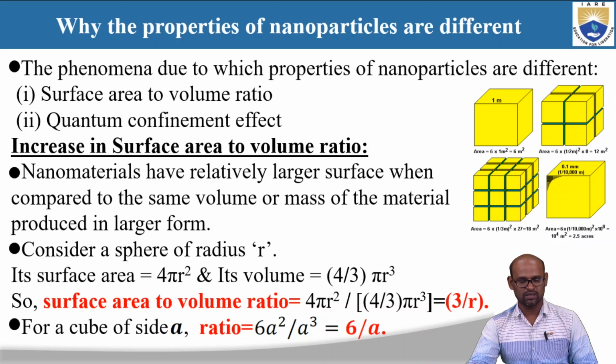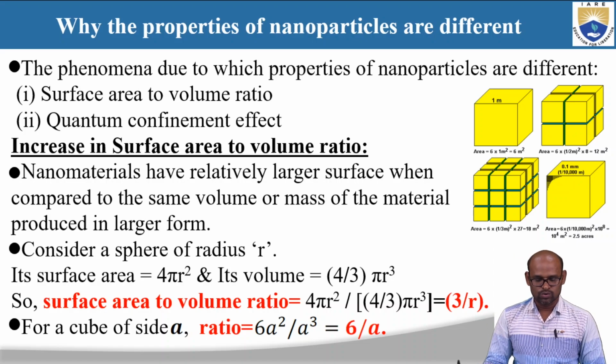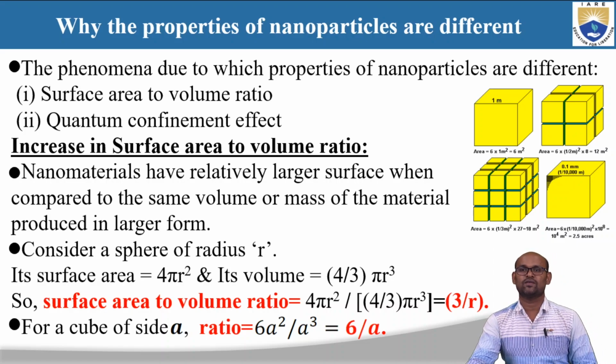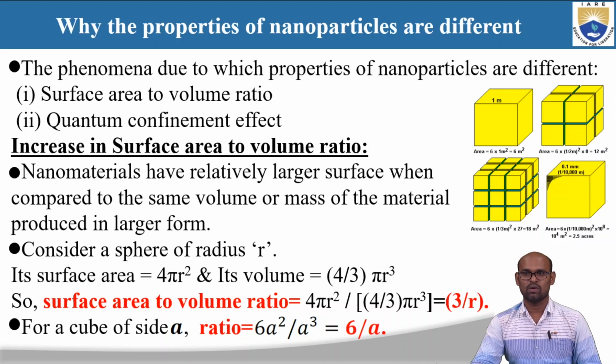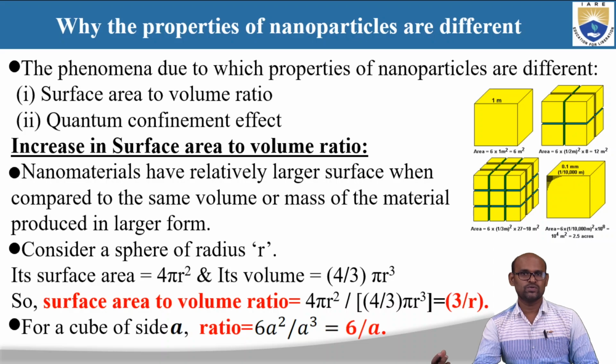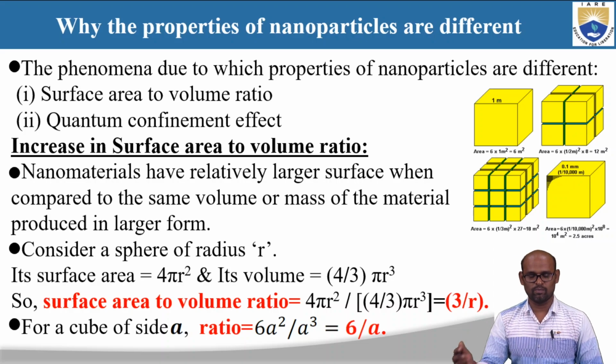So the first one is surface area to volume ratio. Nanomaterials have relatively larger surface when compared to the same volume or mass of the material produced in larger form. So whenever you produce nanomaterial, the surface area of these nanomaterials is much larger compared to the bulk material of the same volume or mass in the bulk form.